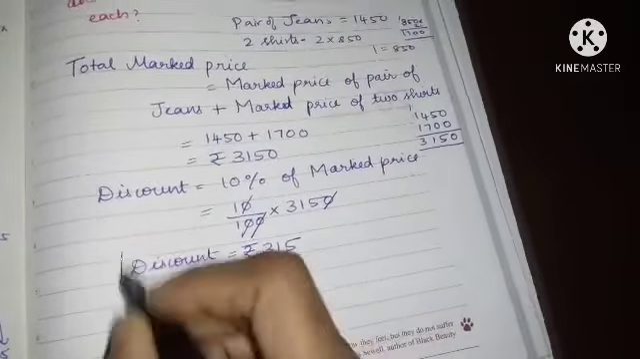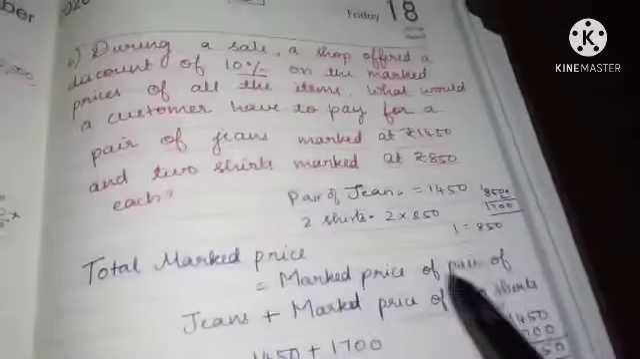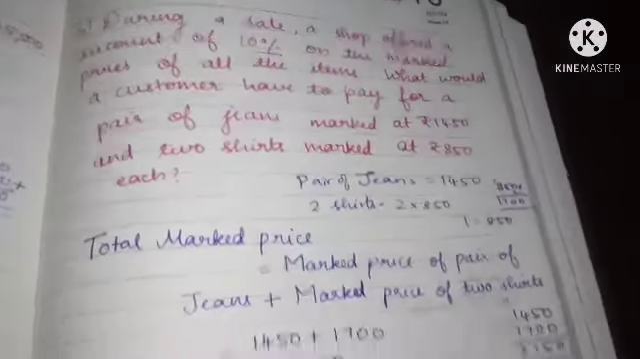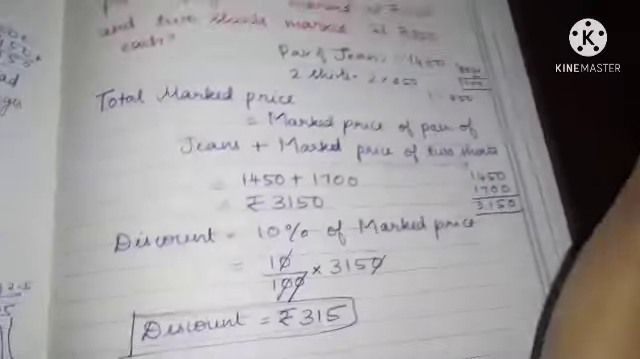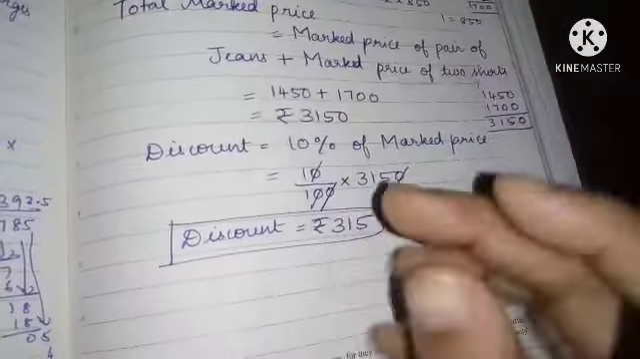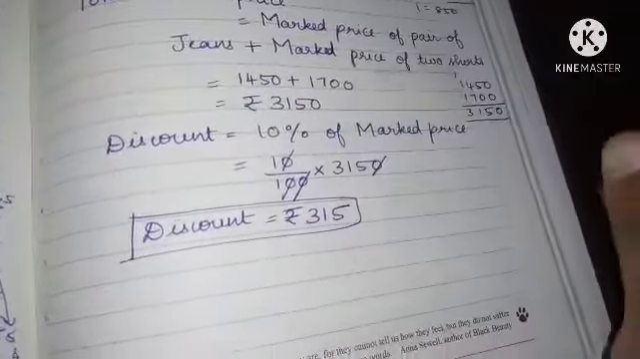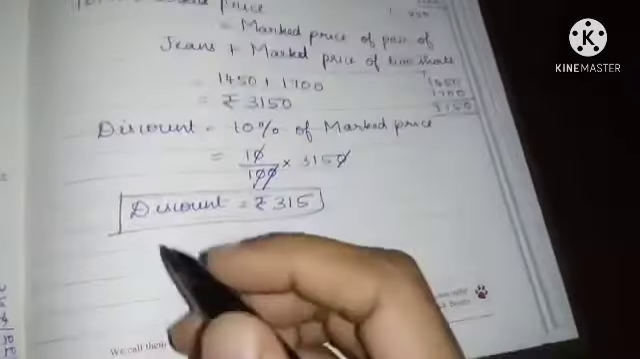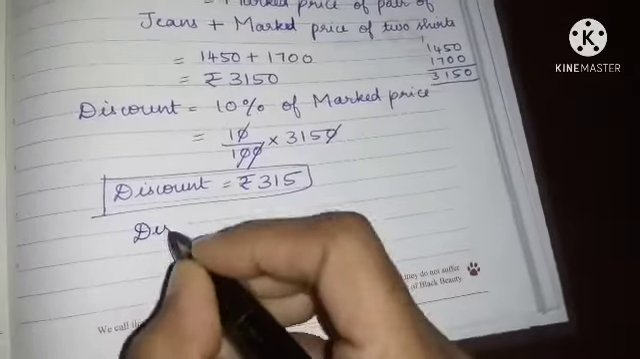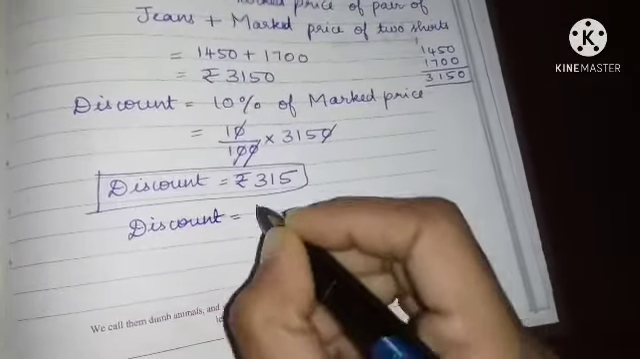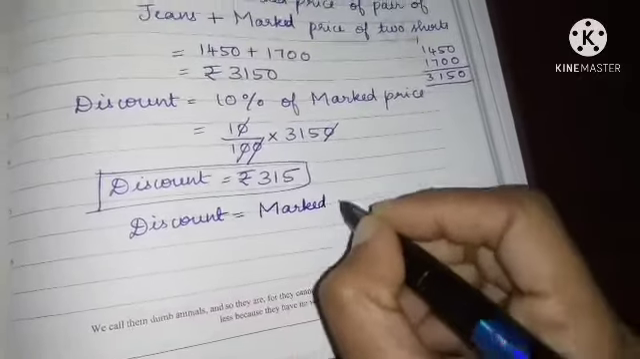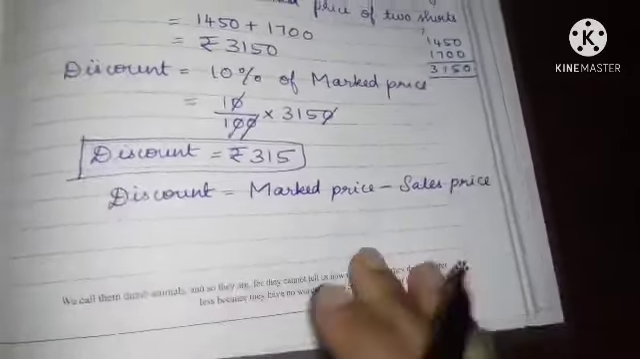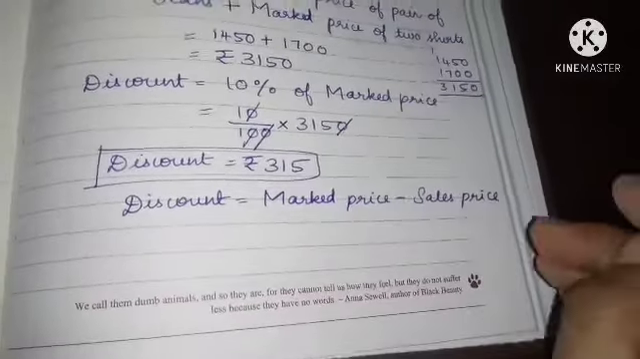Okay. So what is the relation between what they asked us to find? We should find how much the customer actually has to pay after the discount is deducted. That is the question. So what's the relation between discount, marked price and how much they have to pay? The relation is discount is equal to marked price minus sales price. Correct? This is what we have to find, the sales price now.